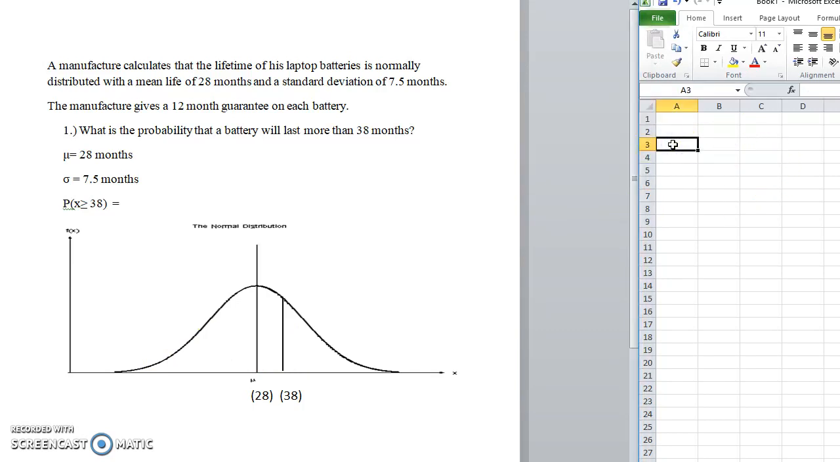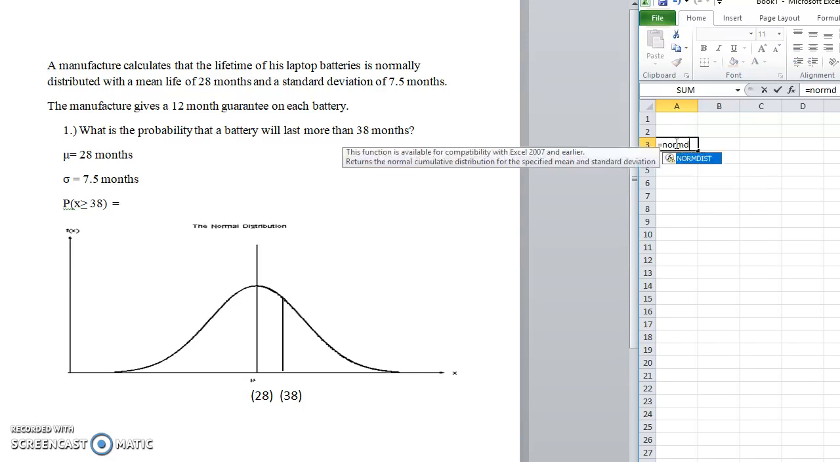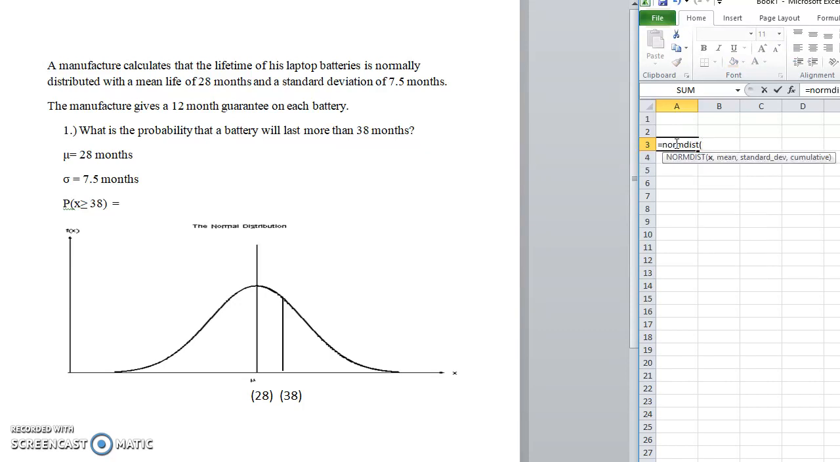with the equation equals NORM.DIST of, and we give our x value, which is 38 months, our mean, which is 28 months, our standard deviation, which is 7.5 months, and true. And as I said, this will give the area that is to the left of the line that represents 38, and that is 0.909.